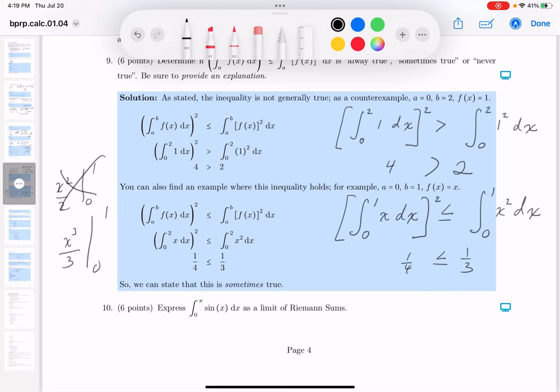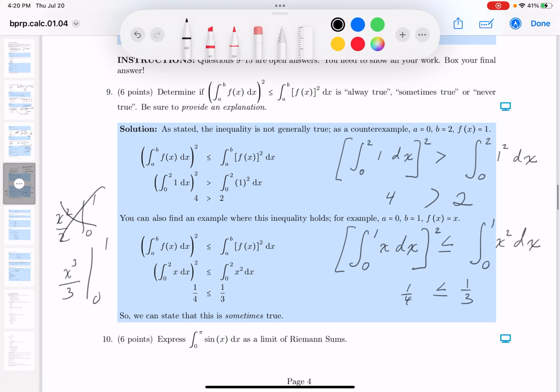And we're done. So what do we know? We found one example where it was true. We found one example where it wasn't true. So if I were thinking about my choices over here, it's not always true. I found a case where it is true, by the way, but it's not always true. So I'm going to say, sometimes it's true. That's all. What do I do over here? I'm going to circle that, or put a box on it like they're asking me to do. Sometimes true. Thank you.